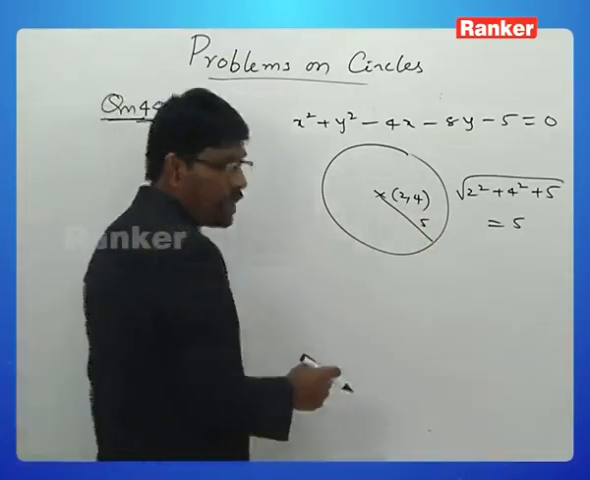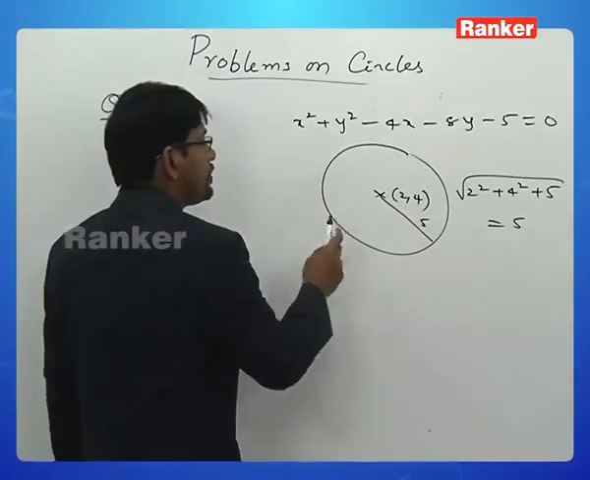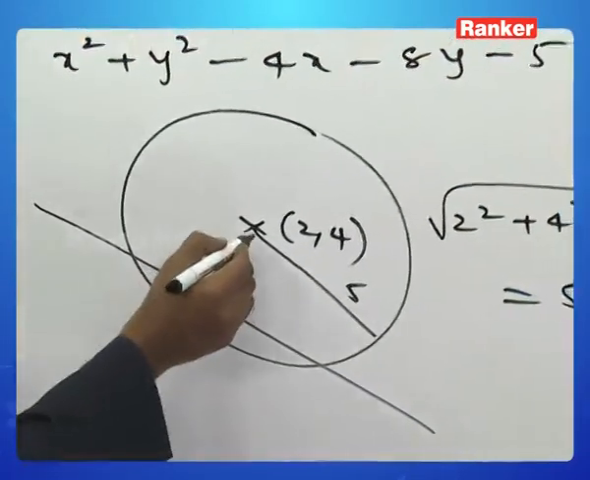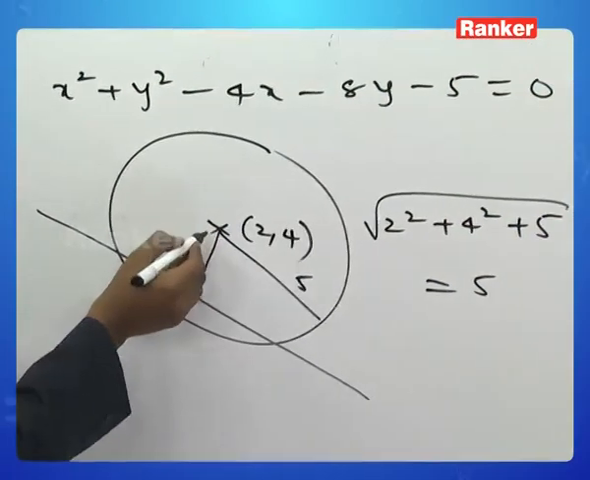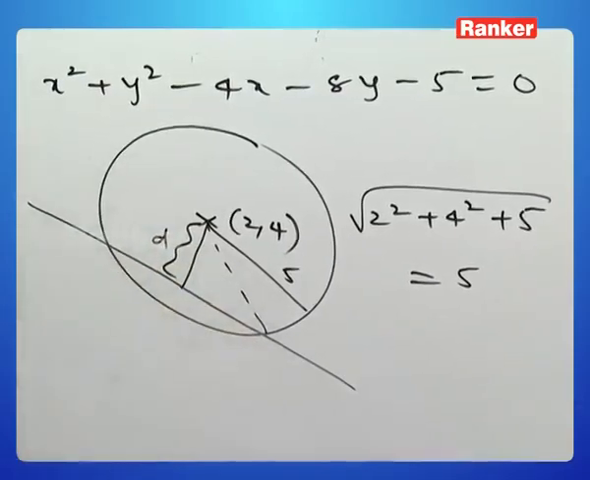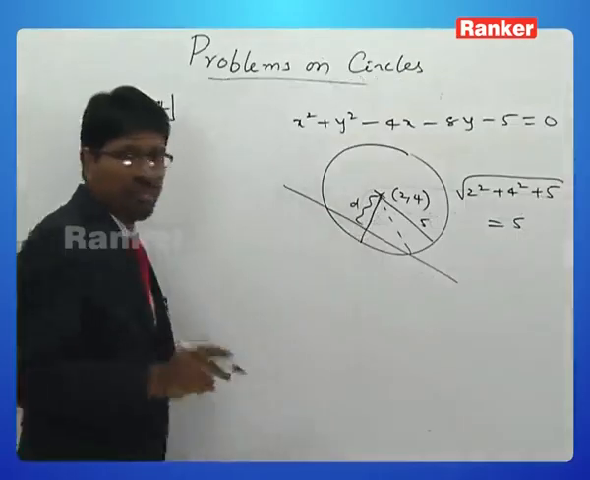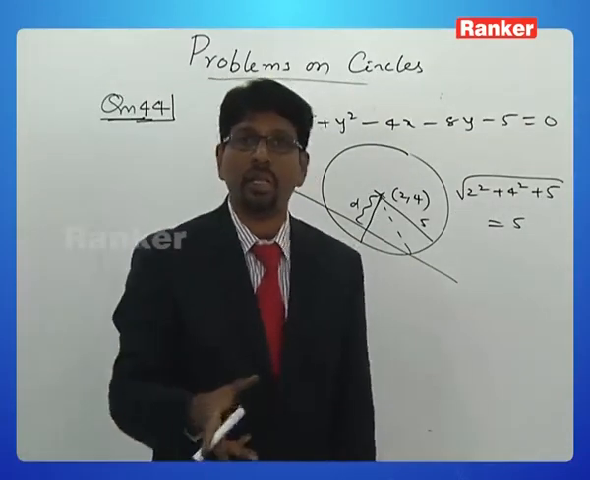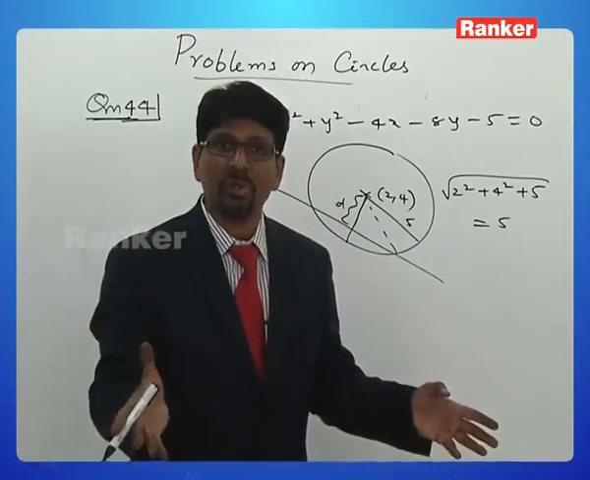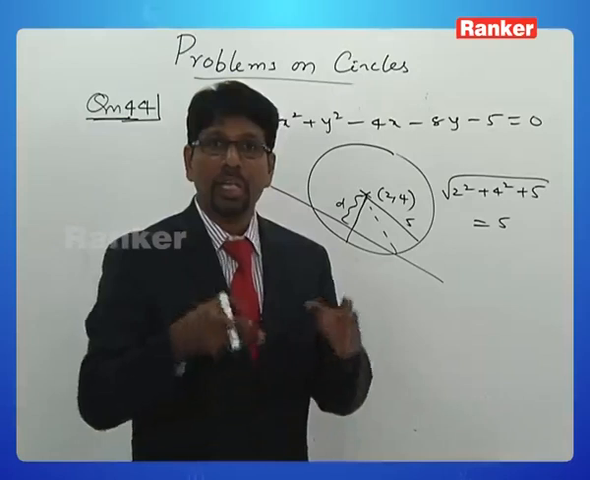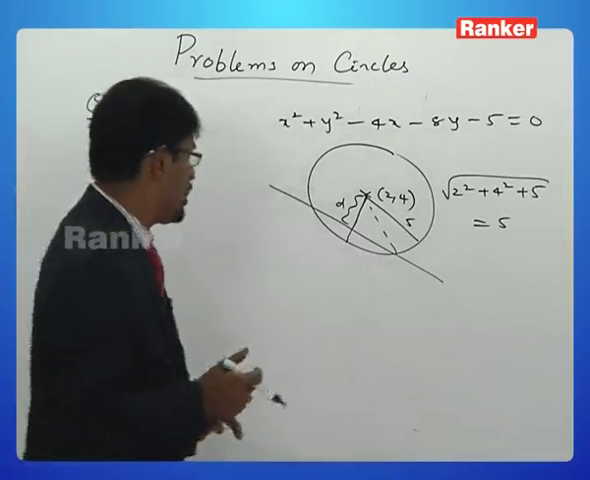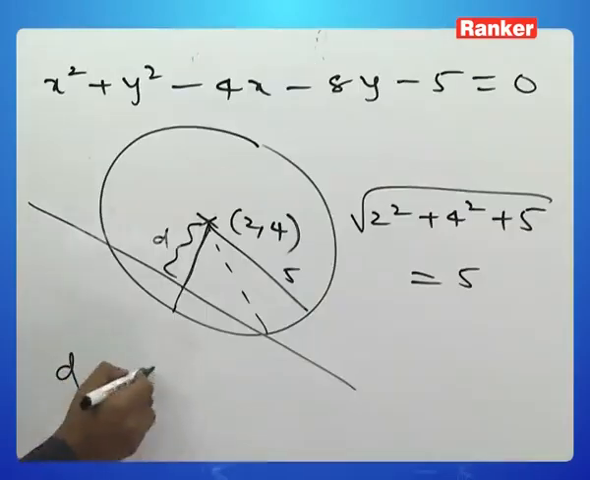Okay. Now, if a line has to cut in 2 distinct points, what should happen? The perpendicular distance from the center to that line must be less than the radius. So if the line intersects a circle in 2 distinct points, the perpendicular distance from the center to the line must be less than the radius. When does equality to the radius happen? When the line becomes the tangent to the circle. So here D must be less than 5.